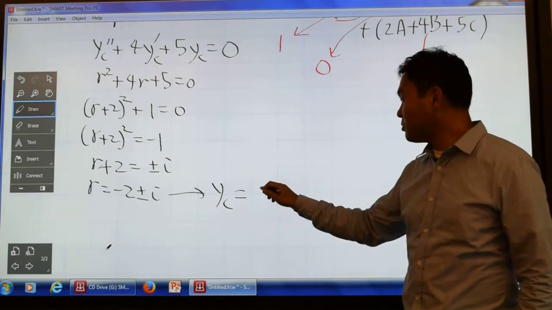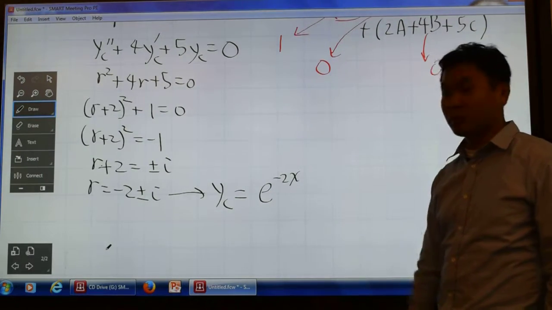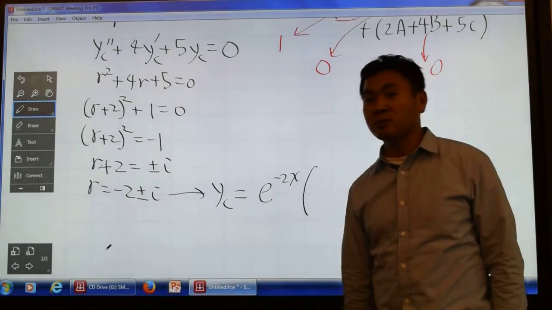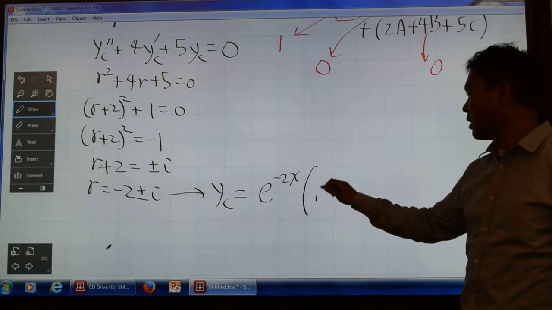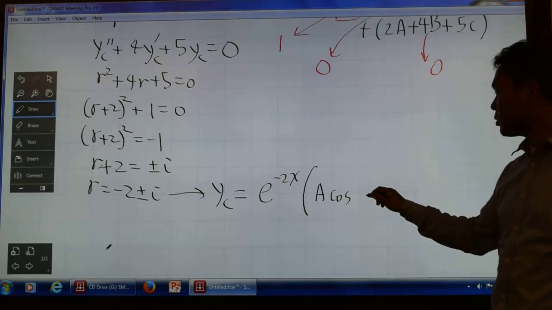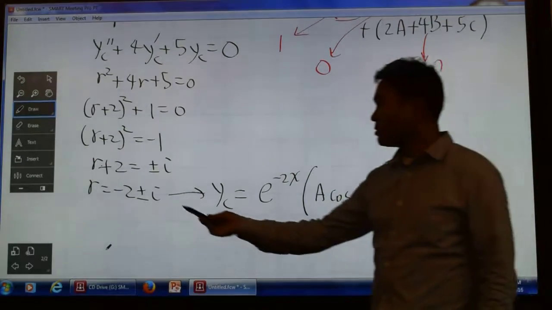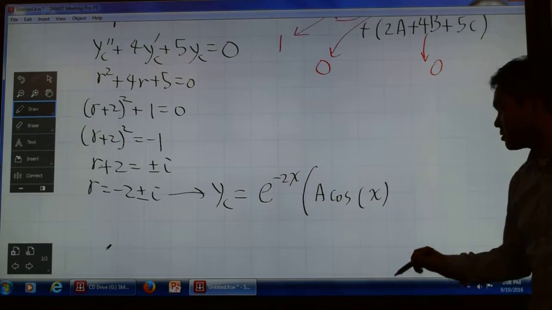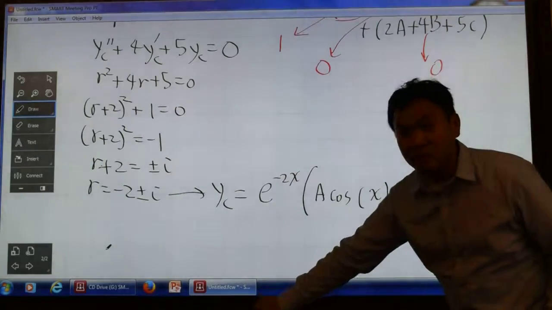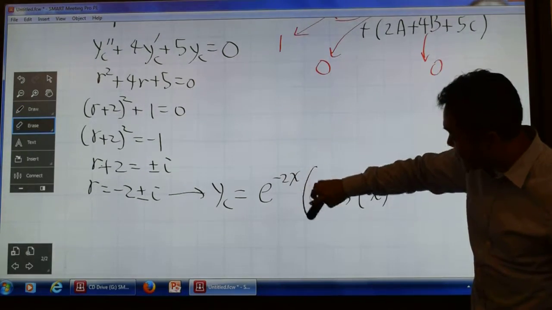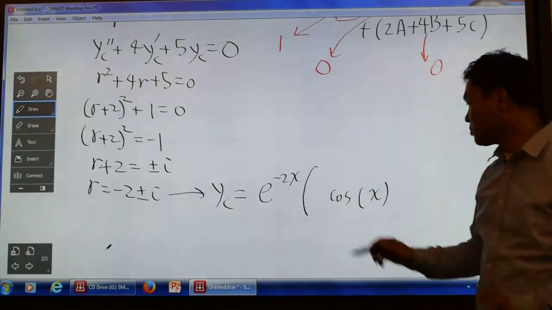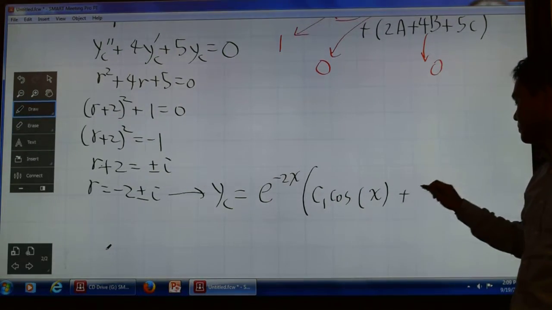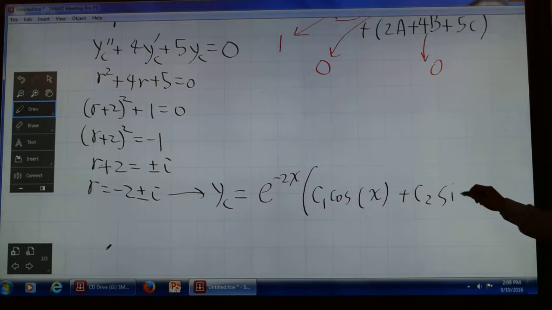First, negative 2 gives you the number for the exponent. But then there are two things. One for cosine, A cosine, and what goes in here? Since it's 1 times i, it should be 1 times x. So I'll just put cosine x. Oh, I shouldn't be using A because I've been using A and B for the undetermined coefficients. So for this one, let's use c1 and c2. So that's the complementary one.